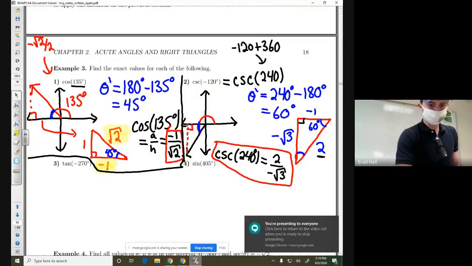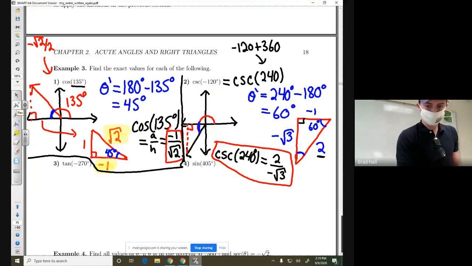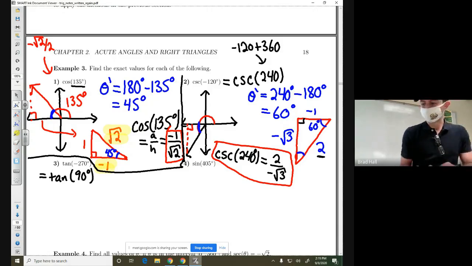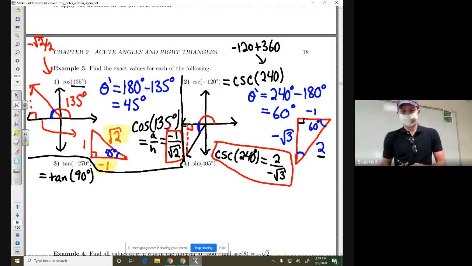Okay, so let's move on to tangent of negative 270, which I am going to rewrite using coterminal angles. So not negative 270, but it should be 90, right? Okay, cool. So you just add 360 to the angle, because we want it to be positive, it just works out a little bit nicer.